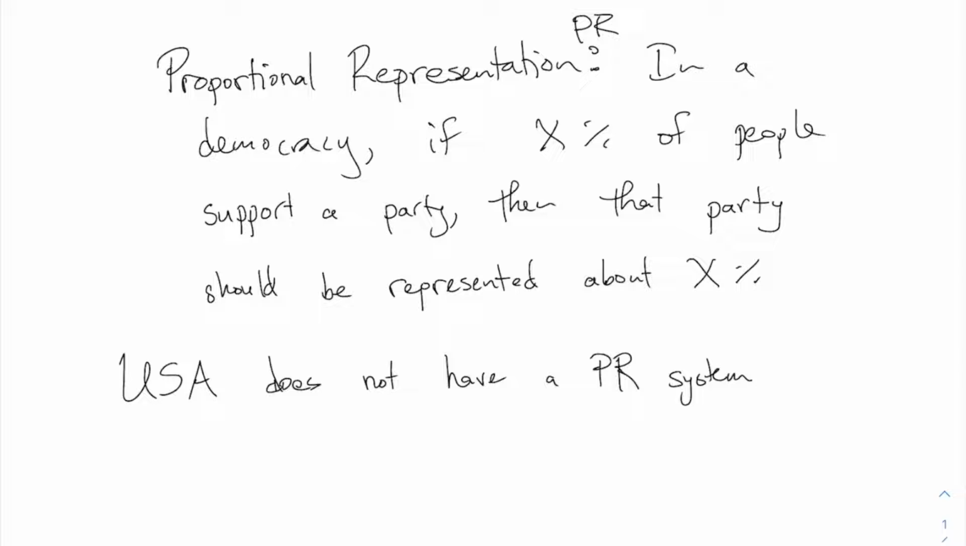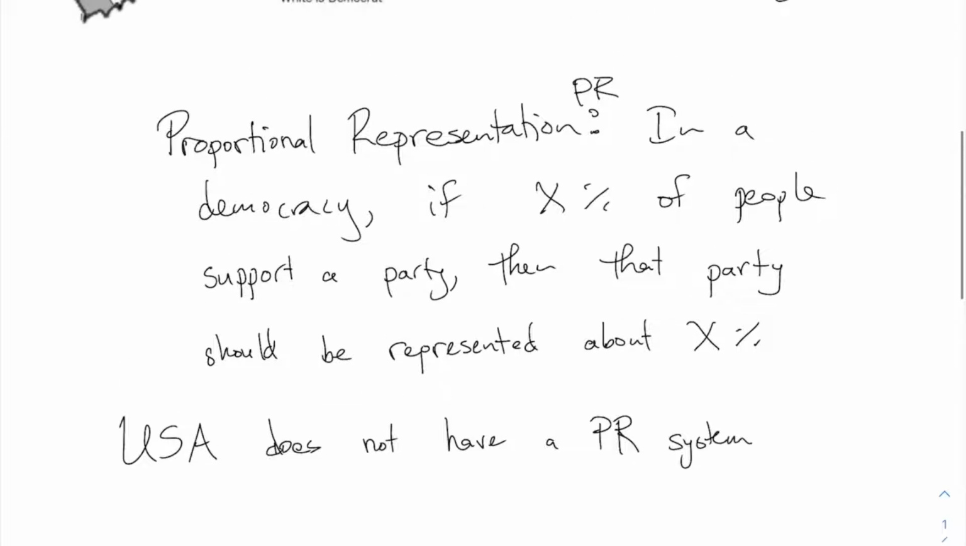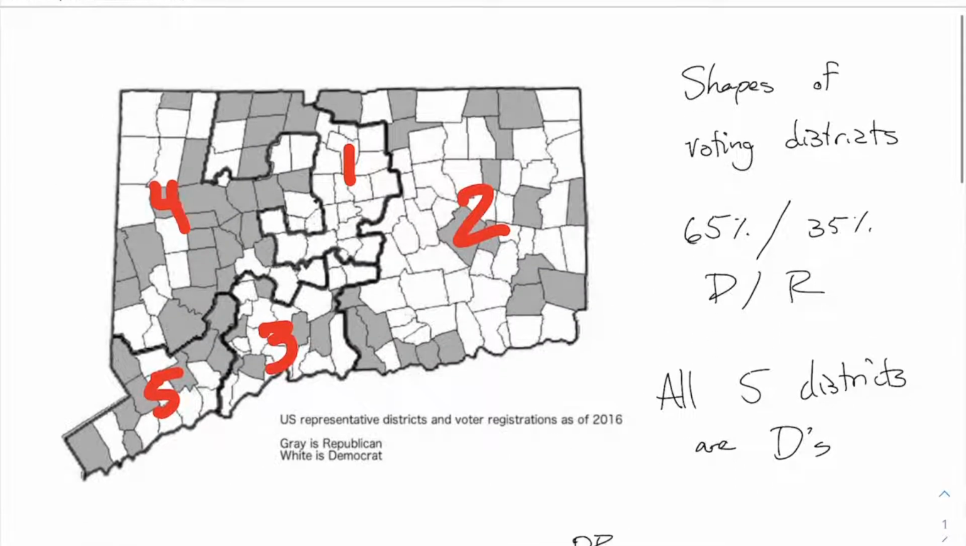Anyway, what I'm saying is we don't actually do that in the United States, which is how you can have this kind of situation where Connecticut is mostly Democratic, not all Democratic, but our representatives are all Democratic, which is a little skewed. All right.